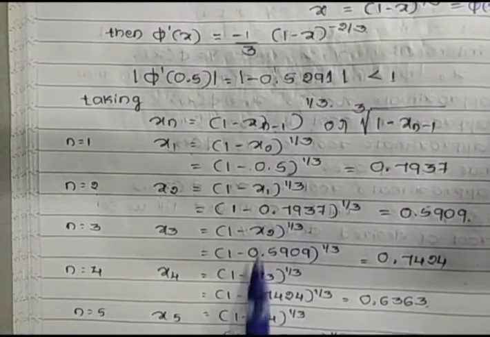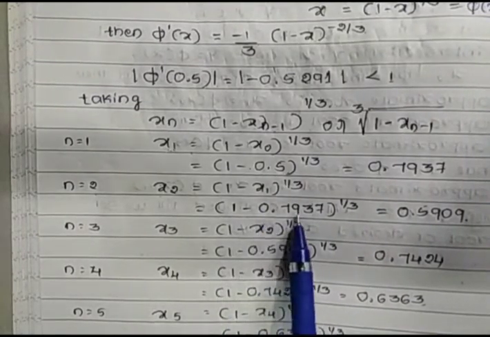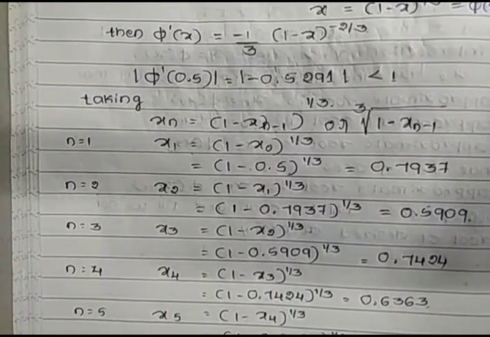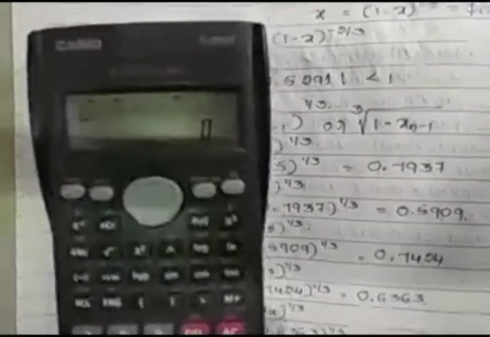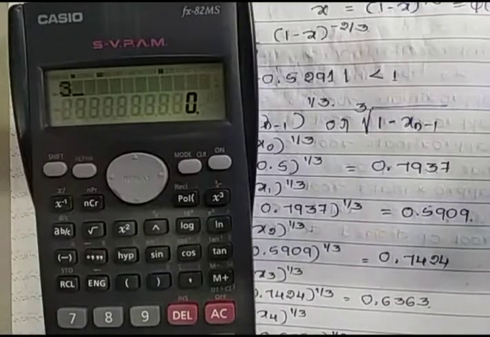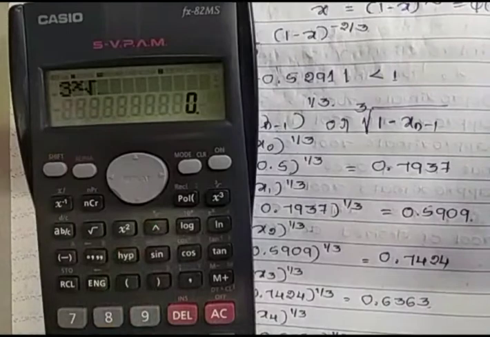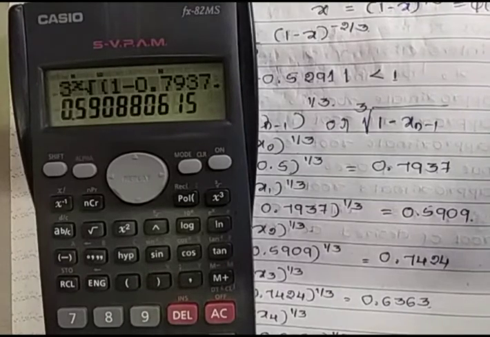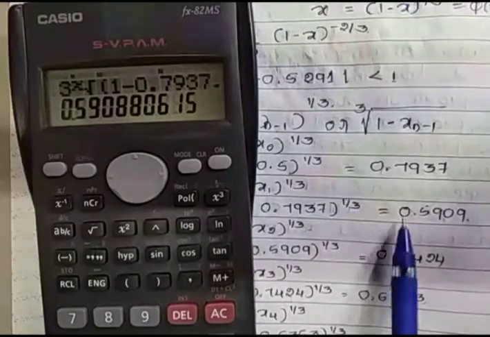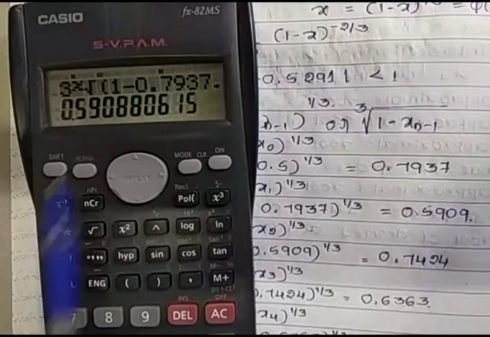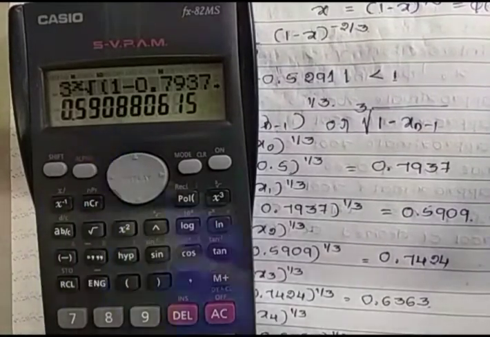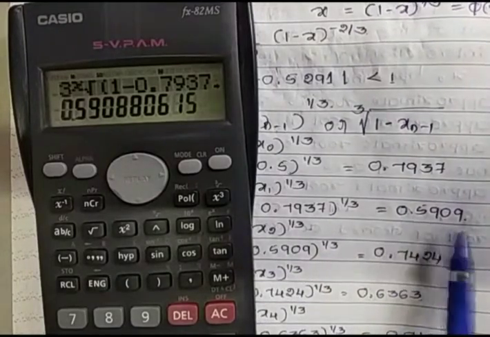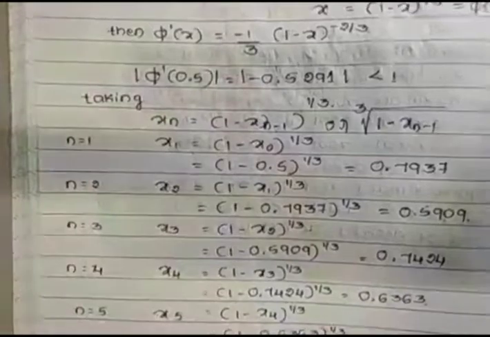Now we have to solve (1 minus 0.7937) raised to 1 by 3. Again, first type 3, then shift and the cube root button, and then in brackets 1 minus 0.7937, complete the bracket. We can observe this is 0.5909. An 8 is there, so after rounding off we can observe this is 0.5909. So this is the second step.